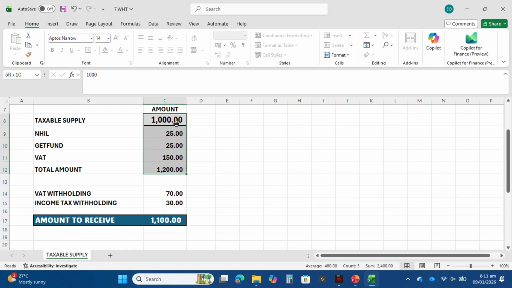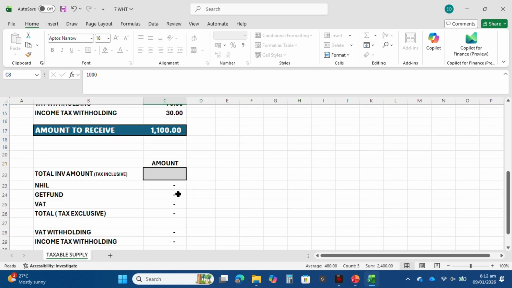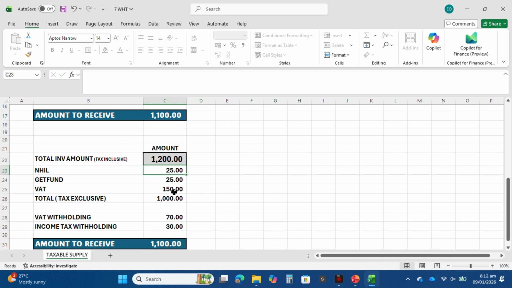So I also did another illustration where, assuming the invoice came, or maybe you just wrote 1,200 tax inclusive. You didn't break it down, or maybe the supplier did not break it down. You can just type 1,200 here, and then it will do the calculation for you. You see the tax exclusive will be here. Everything will calculate for you, and then how much should be withheld, how much you'll be paid. You understand? So that is it.